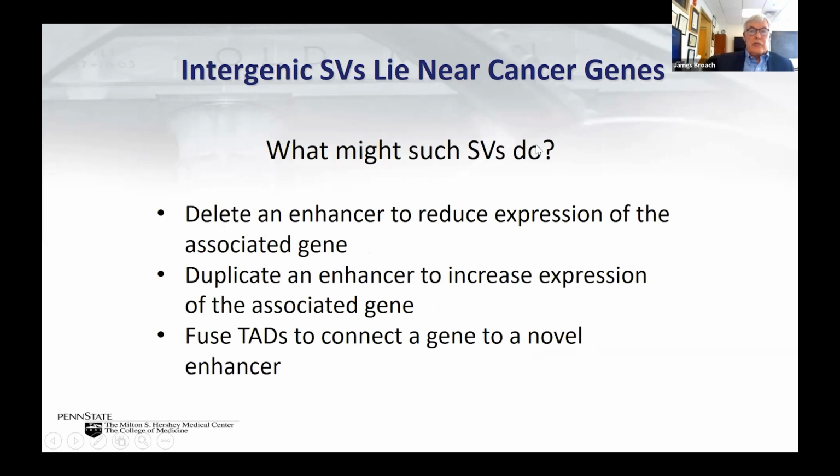So what might such structural variants do? Well, they could delete an enhancer and reduce expression of the associated gene, or they could duplicate an enhancer to increase the expression of that gene. Or these structural variants could fuse topologically associated domains to connect a gene to a novel enhancer.